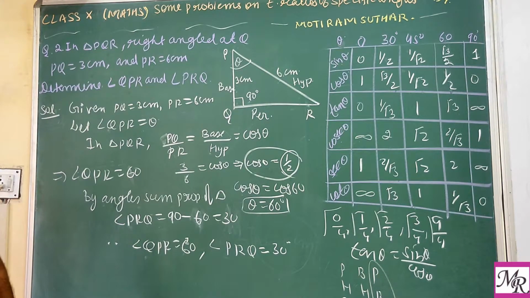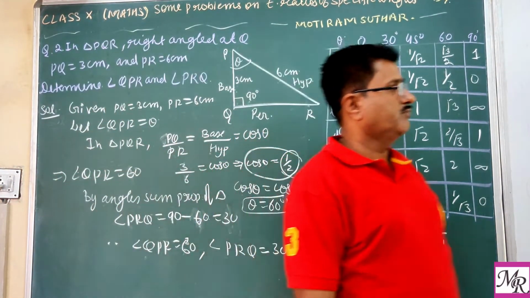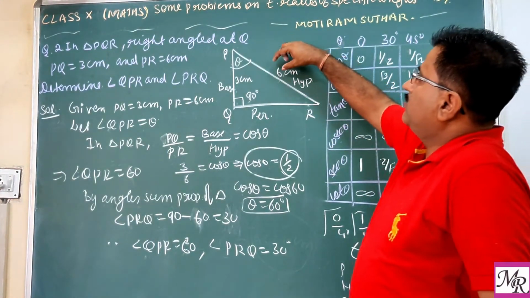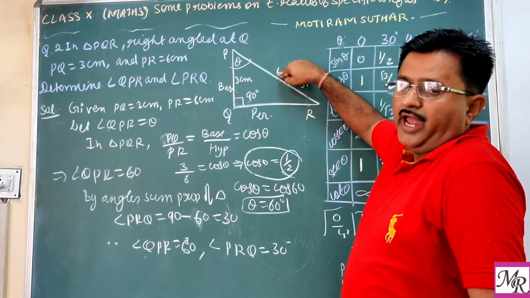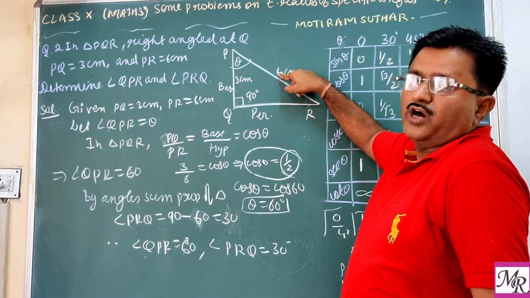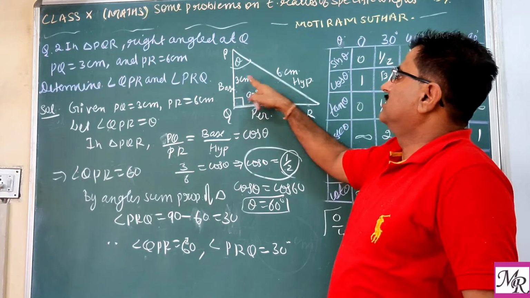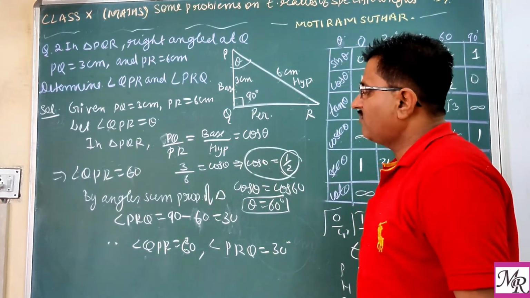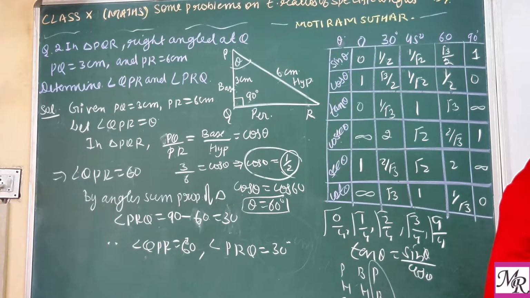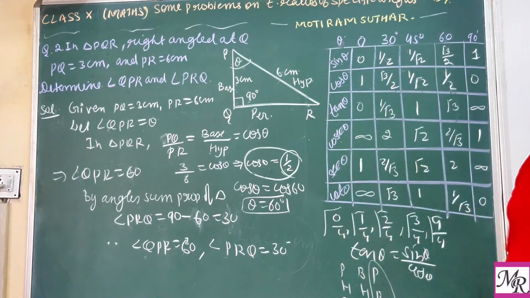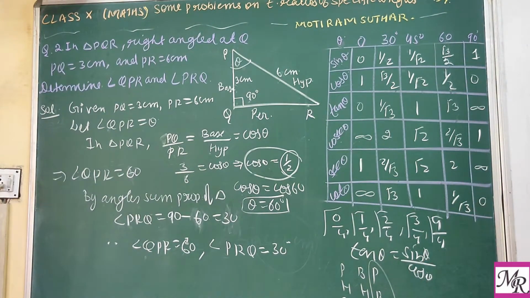So here we can say if one side and any other part of the triangle are given, then we can find the remaining parts of the triangle. This is a very interesting topic. In any triangle, if you are given one side and any one other part, meaning any one angle or any one side, then with the help of this we can find the remaining angles or sides of the triangle by using this table. So the table is very important that we have to consider.